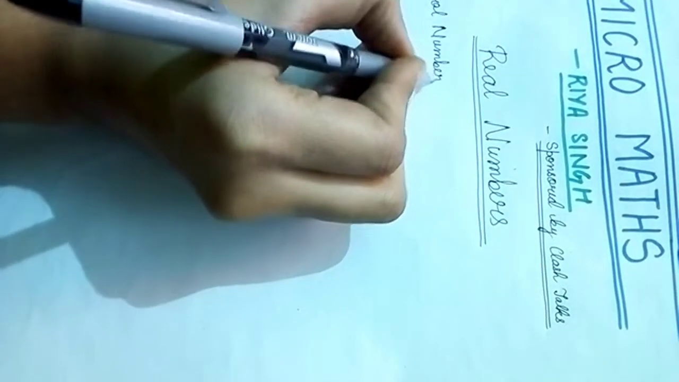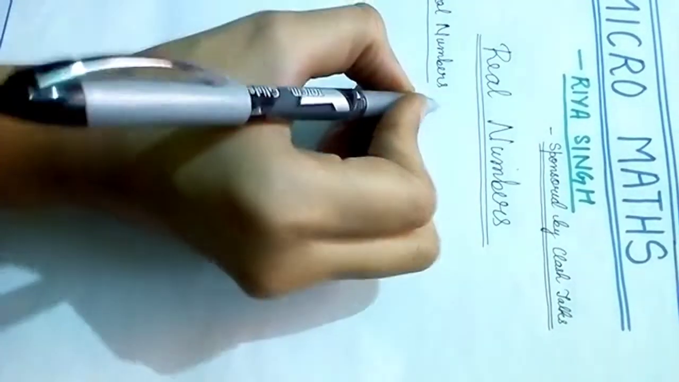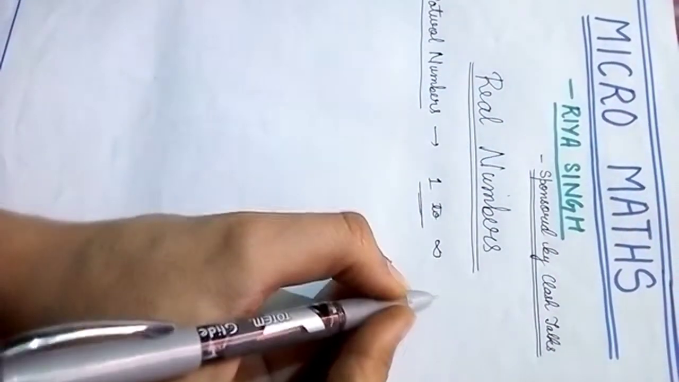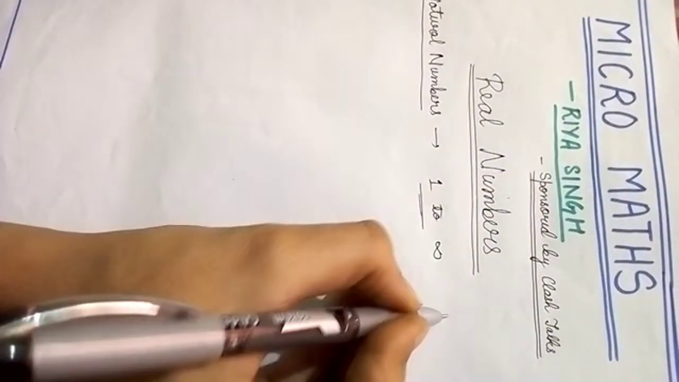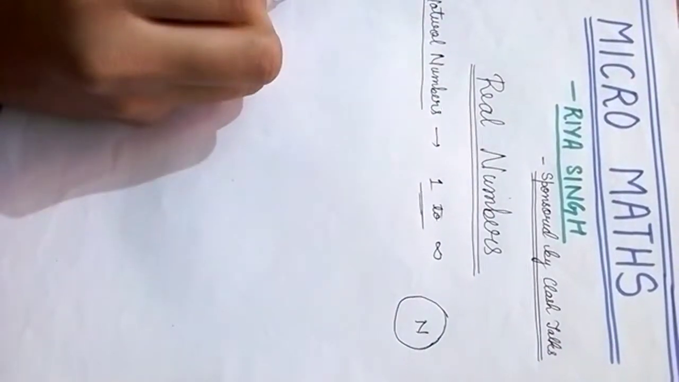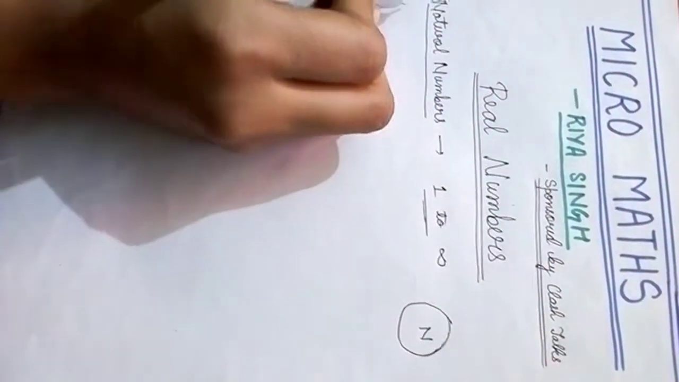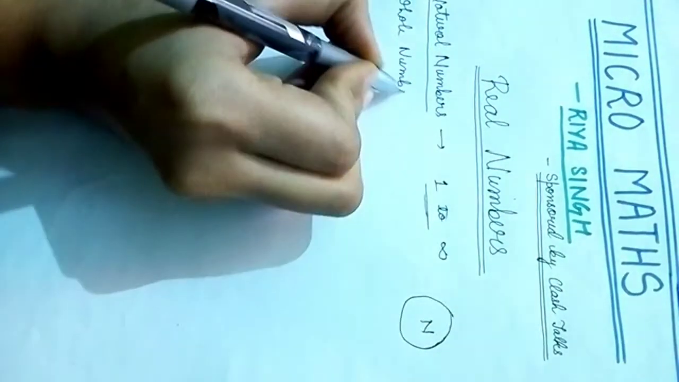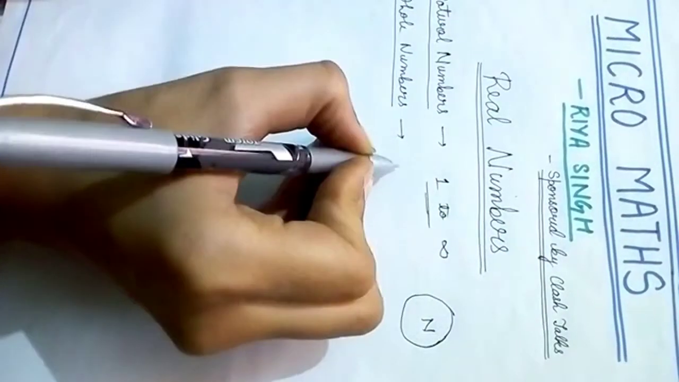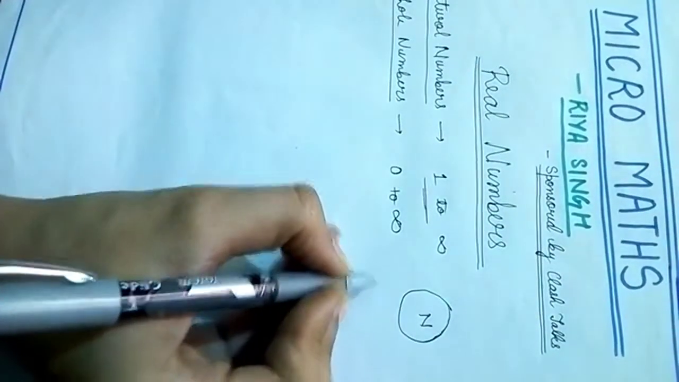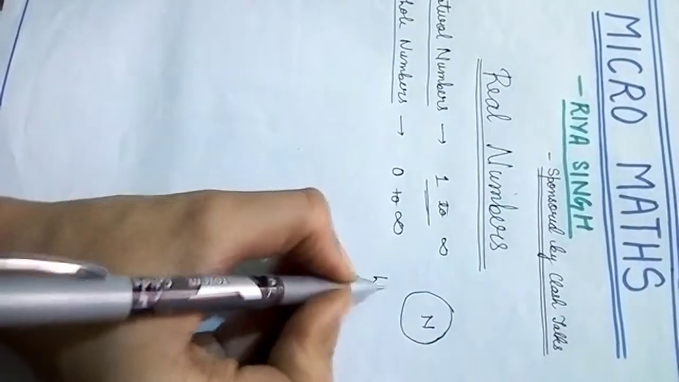So, what are natural numbers? We know that the numbers from 1 to infinity are known as natural numbers. Okay, so let us put it in a sack named N. Now what comes next? The whole numbers. The numbers from 0 to infinity are known as whole numbers. Okay, and we denote it with W.